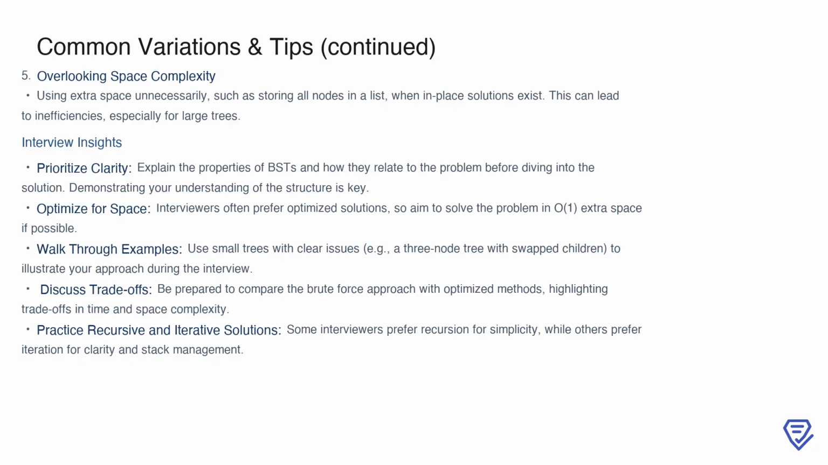Space complexity is another critical consideration. Using extra space unnecessarily, such as storing all nodes in a list during traversal, can lead to inefficiencies, particularly with large trees. In-place solutions are not only more efficient but often preferred in interviews. Speaking of interviews, it's essential to prioritize clarity when explaining your solution. Start by discussing the properties of binary search trees and how they relate to the problem before diving into the code.